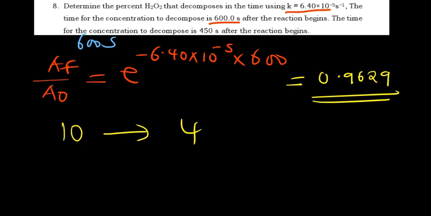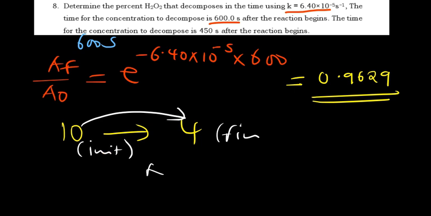Okay, or let me not say decomposes to 4. Let's say you add 10 and then what remains after decomposition is a 4. It means this is your final, that is your initial. And what that means is you have 4 over 10, final over the initial. This percentage is what has remained, not what has decomposed.